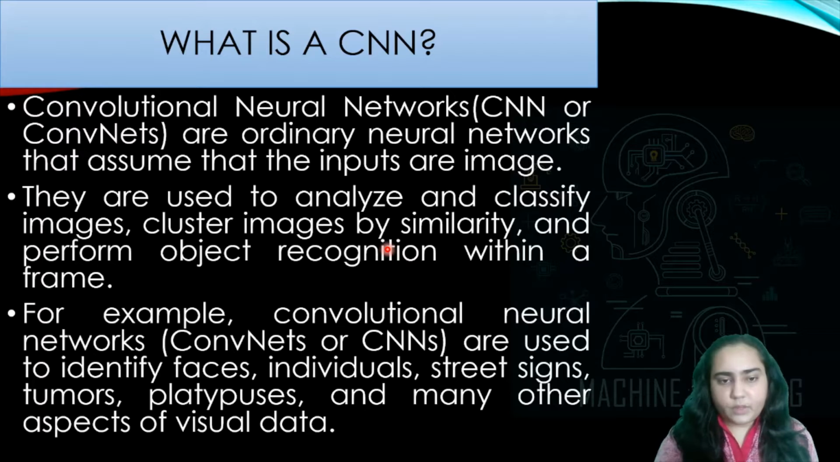Now, for example, you can use a CNN to identify faces, individuals, even street signs, and tumors, and platypuses. Platypuses are a type of animal, and many other aspects of visual data. And convolutional neural networks are also known as convnets, or they are also called CNNs.